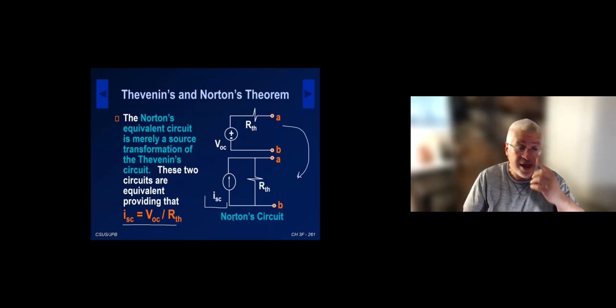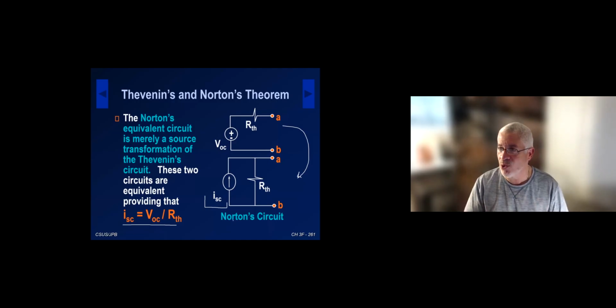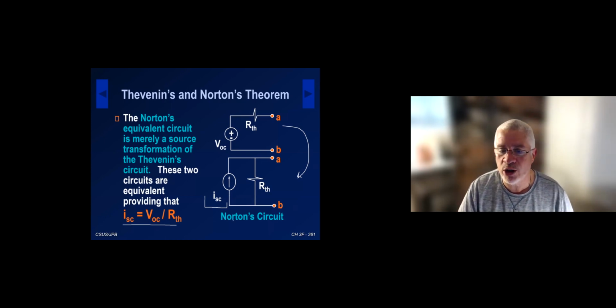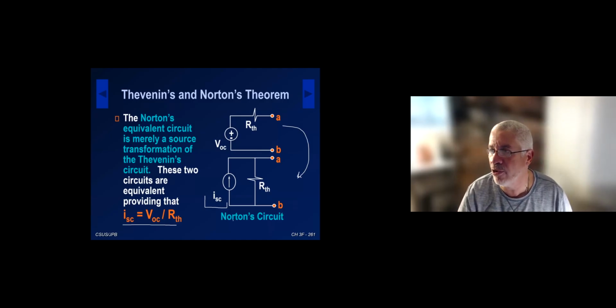So what I'm saying here is, one way to get the Norton is to get the Thevenin circuit, and then use source transformation to get the Norton. You ought to be able to get the Norton circuit without going to the Thevenin, and I'm going to describe how that works. So the Norton model is a practical current source model. The independent current source value is ISC in parallel with the Thevenin resistance, the same Thevenin resistance we had for the Thevenin model.